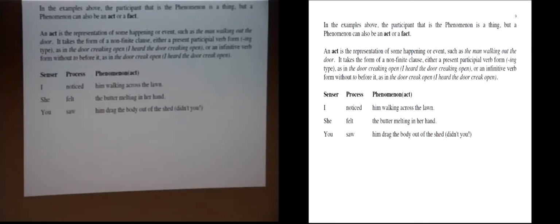She felt the butter melting in her hand. So here, the butter melting in her hand is just something that happened in the real world, an act that happened in the real world. But by me seeing it, that creates a representation in my mind that becomes a mental event for me. So then I have this representation of it. Or, you saw him drag the body out of the shed, didn't you? This is a weird example, but anyway, you might see this on a CSI kind of show where they're interrogating somebody, and so they'll use a clause like this.